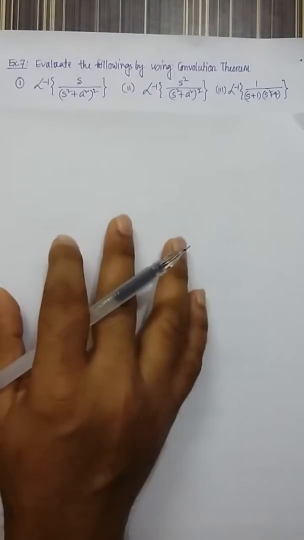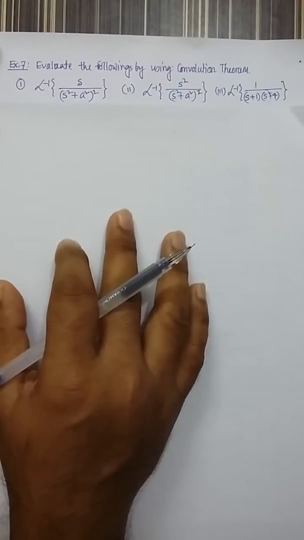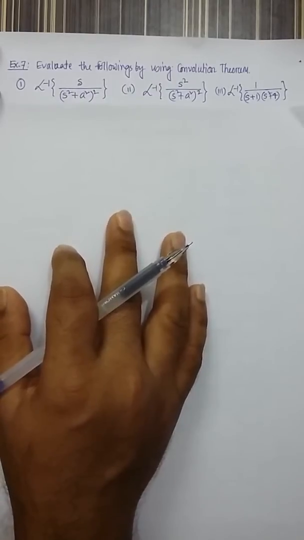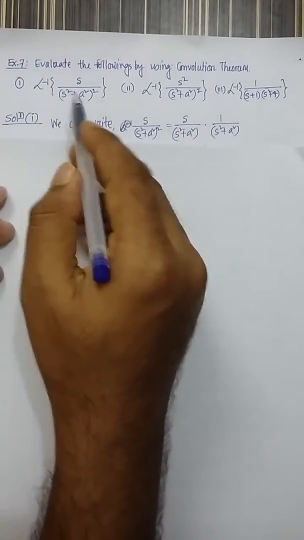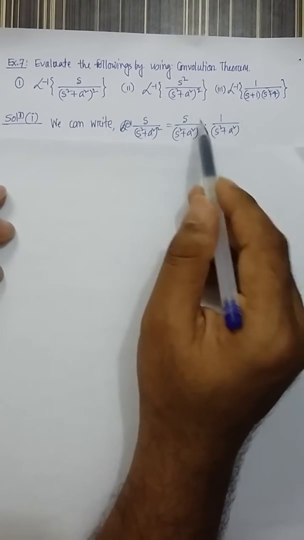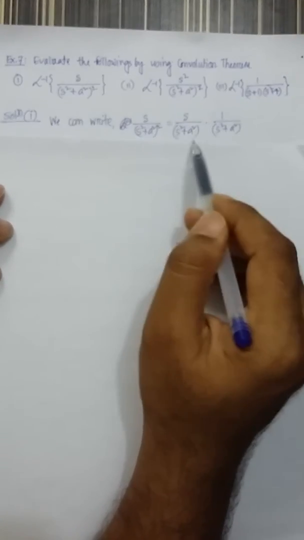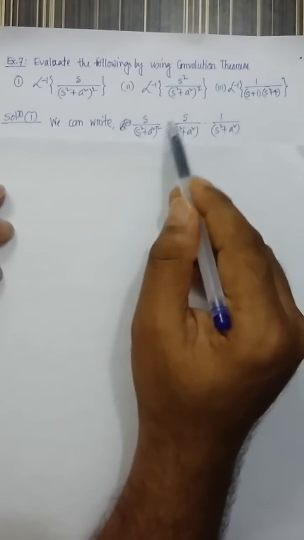Okay, so what is the procedure of using the convolution theorem? We will discuss step by step. At first, we will have to write the given function in product form in a convenient way. Convenient means that if we apply the inverse, we can easily get its inverse transform.